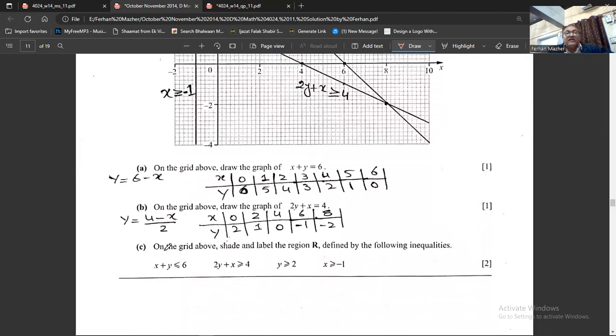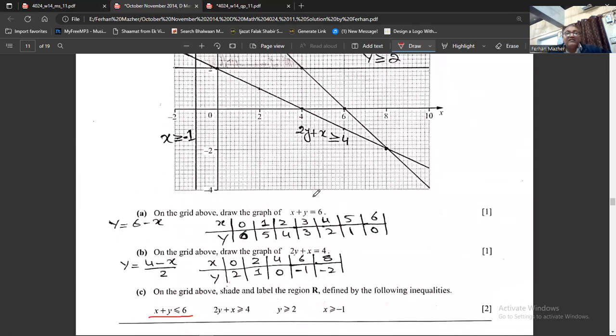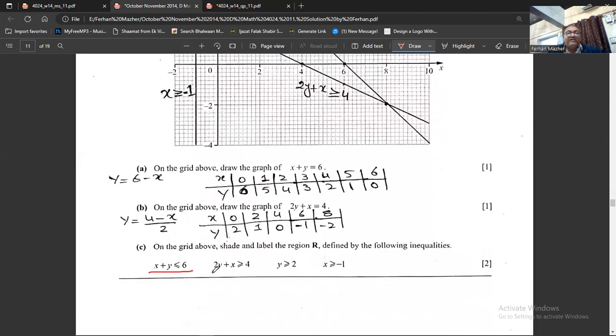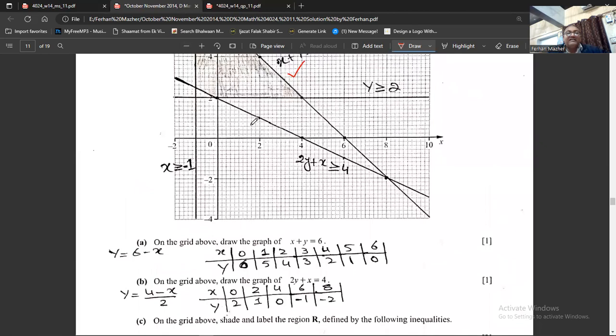Then he says, on the grid above, shade and label the region defined by the inequalities. This line is already there. And we are talking about this line. Talk about this line. Okay. Then we have this line. This line is this line.